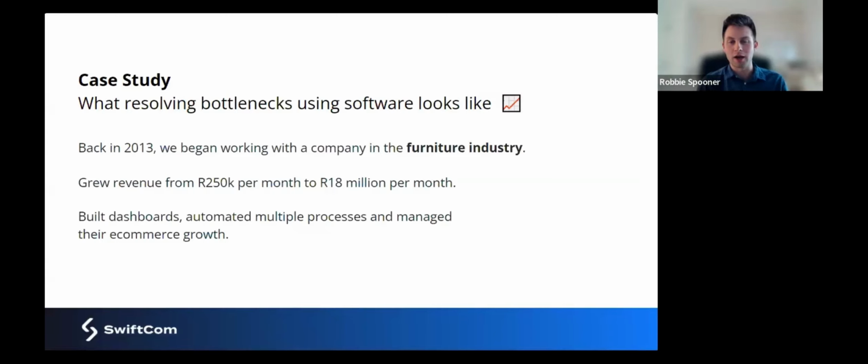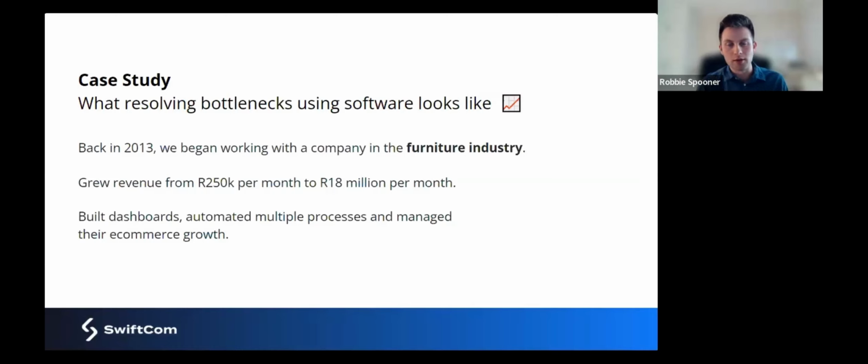By the time we ended that quite long relationship, having built everything we felt we could have done, that was pushed up to 17, 18 million per month in revenue. So through that, you can clearly see a business changes a lot in terms of processes, bottlenecks, constraints through that timeline. And it gave us the opportunity on the ground to actually work through bottlenecks, work through constraints, and find these often huge unseen opportunities for growth. And that mainly looked like a variety of dashboards, automating multiple processes, and just managing general e-commerce growth.